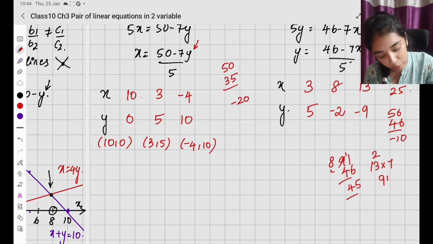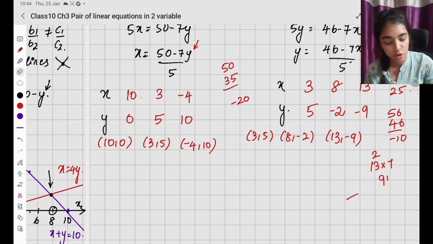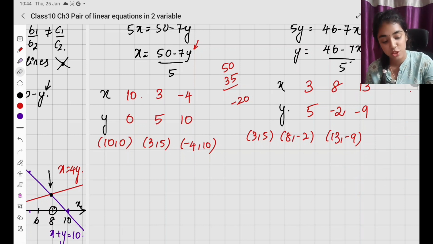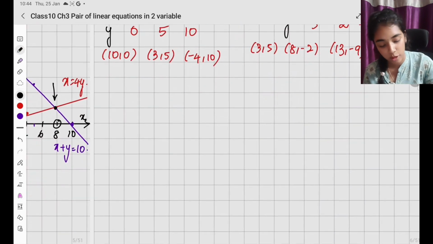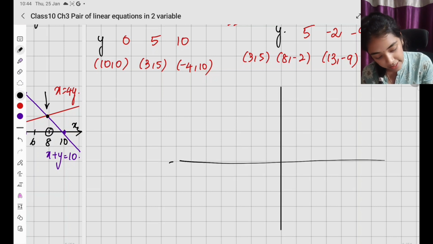Okay, now what are the points here? We have 3, 5, then 8, minus 2, 13, minus 9. When we solve graphically like this, it seems a little long. But when we start solving using the calculation method, it is much easier. Okay, so now shall we plot the graph? So I'm going to plot my x and y, so the y axis and x axis.